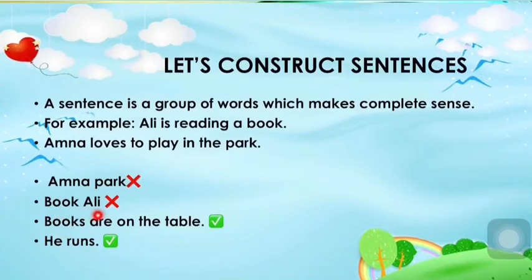Book Ali. Do you think this is a sentence? Now children, tell me. Is this a sentence? No, not at all. Why? Because this is not making any sense. Books are on the table. Now children, tell me, is this a sentence? Absolutely correct. Yes, this is a sentence. Why? Because this complete sentence is making sense. This sentence is telling us that books are on the table.